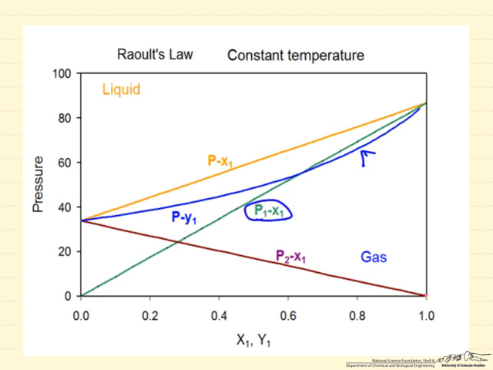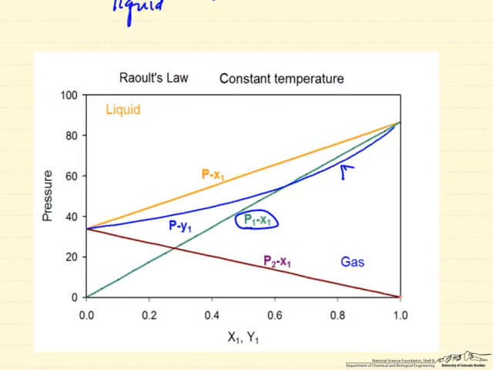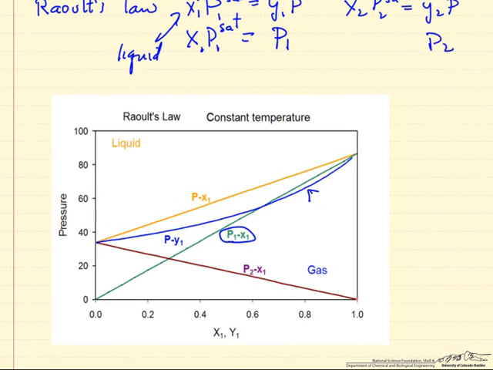If we look at a plot of pressure versus mole fraction, we can see that pressure versus x1 is a straight line. This is the green line. Similarly, the partial pressure of component 2 versus x2 is a straight line. Partial pressure is x2 times P2 sat, and of course x2 was 1 minus x1, times P2 sat. So we have two straight lines.